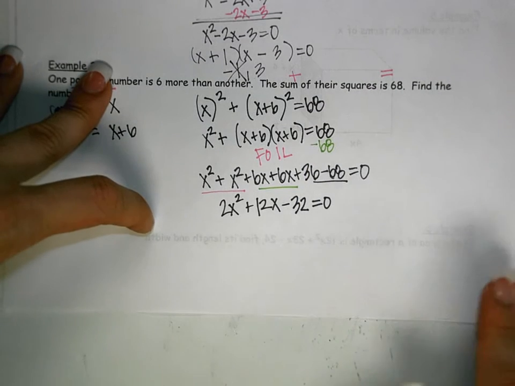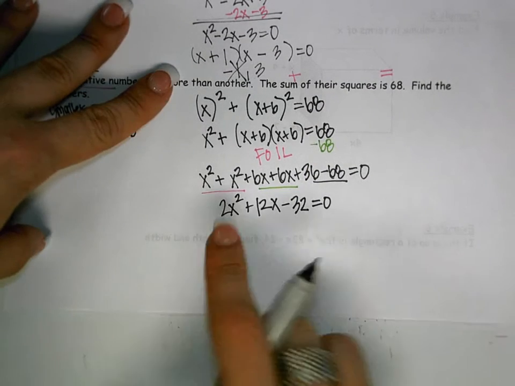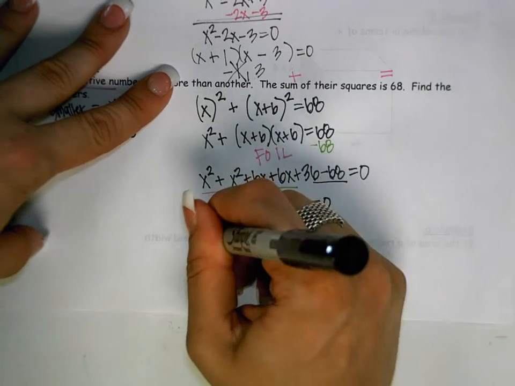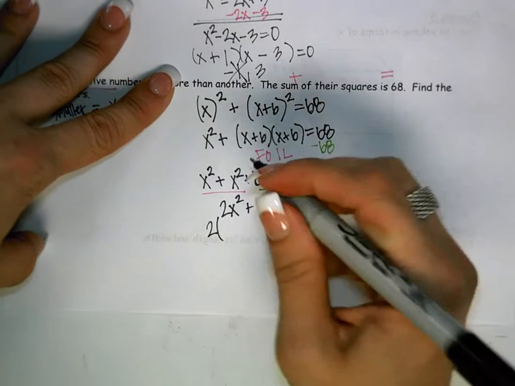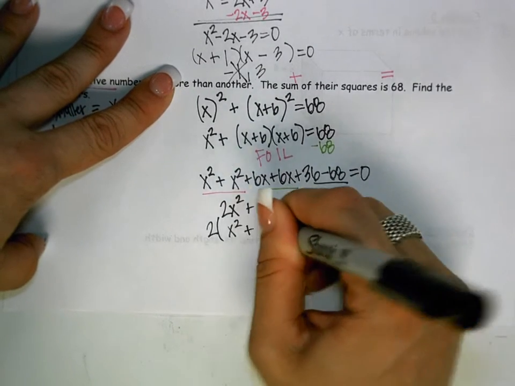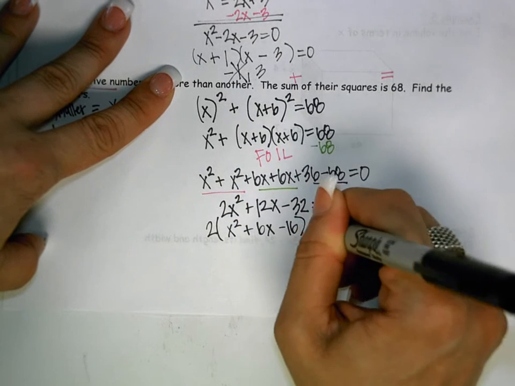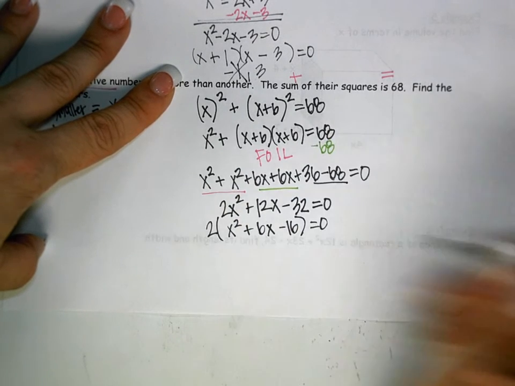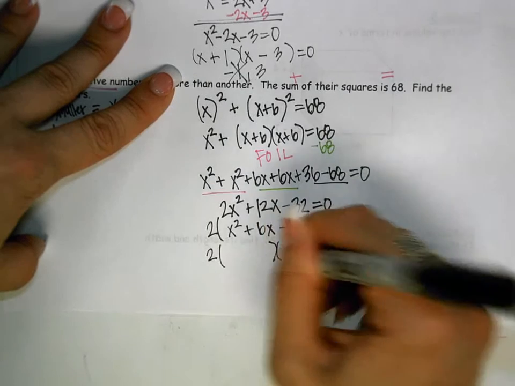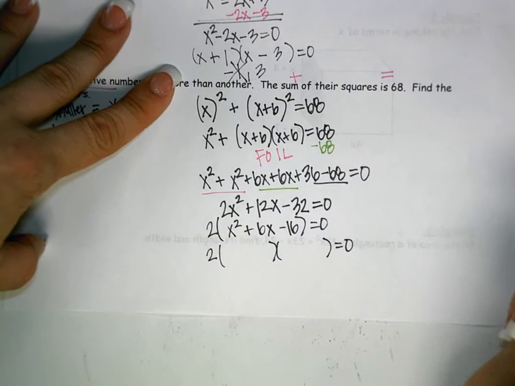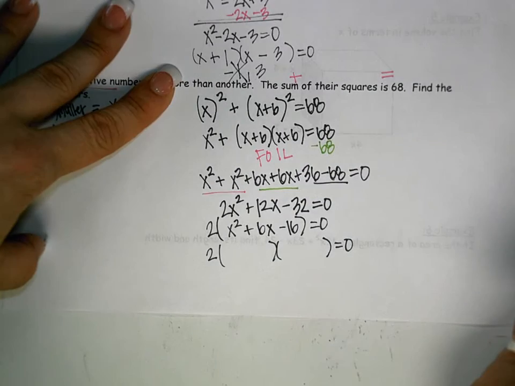Now we're just solving. So take out a GCF, or excuse me, factor and solve. So take out a GCF of 2. Left behind would be x squared plus 6x minus 16 equals 0. Factor that. What's going to multiply to a negative 16 and add to 6?